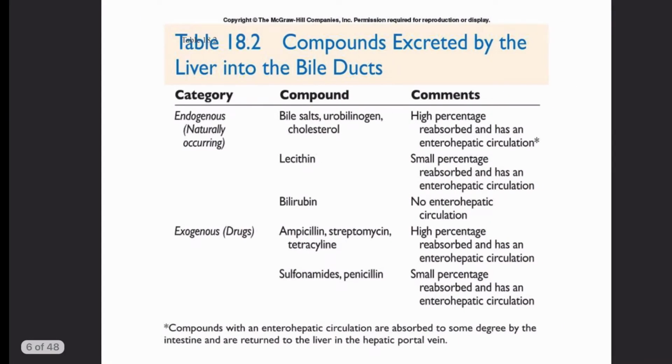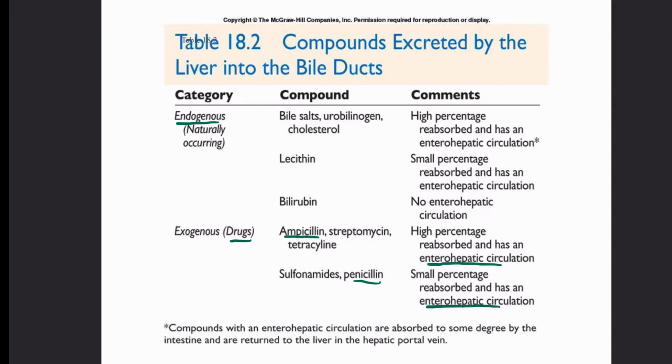So some examples of this, drugs, for example, ampicillin, penicillin, these may be recirculated because they get brought into the liver, but then they get released into the bile, and so they're going to go back out into the small intestine and then reintroduced into the liver, and so it goes through via enterohepatic circulation.